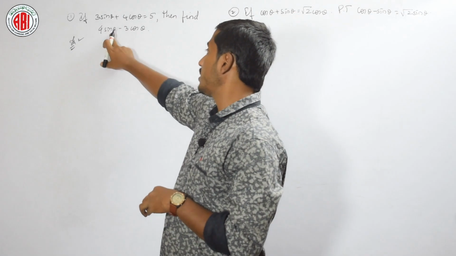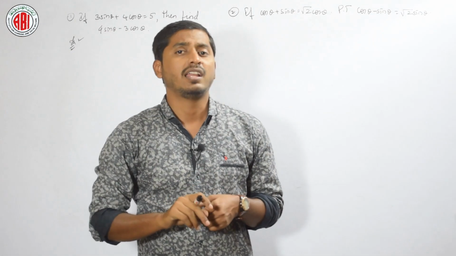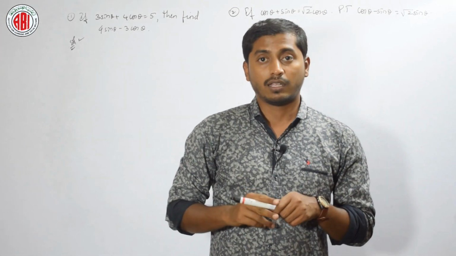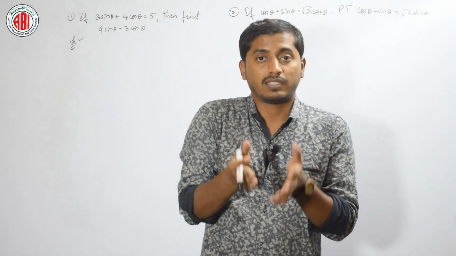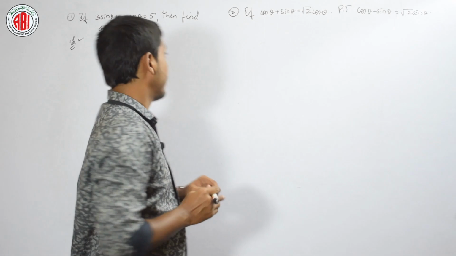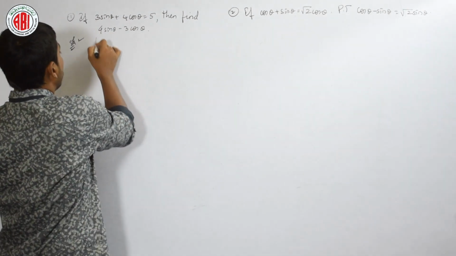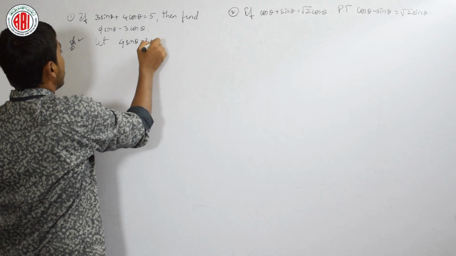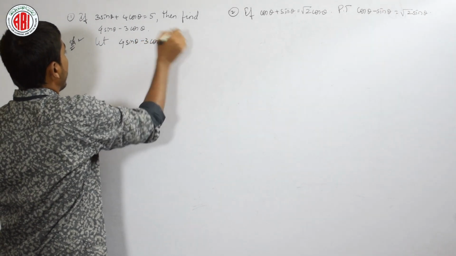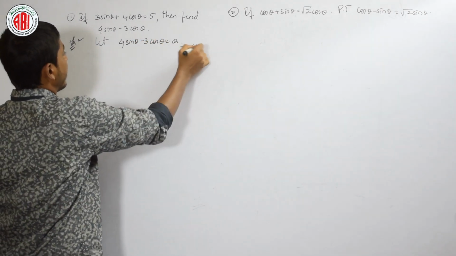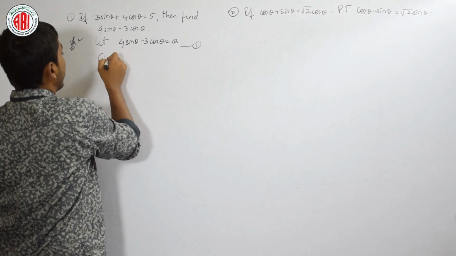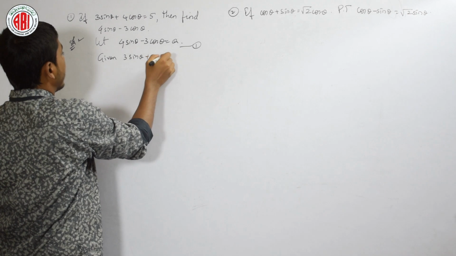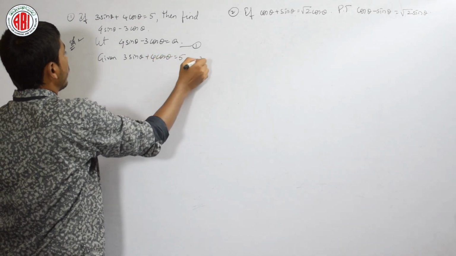What is the relationship between sine and cos? It is a square plus b square, that is, we can't do that, right? Which means we can't simplify it further. That is why let us assume the value we want to find: let 4 sin theta minus 3 cos theta be equal to a. Let us take it as 1. What is given? 3 sin theta plus 4 cos theta is equal to 5.